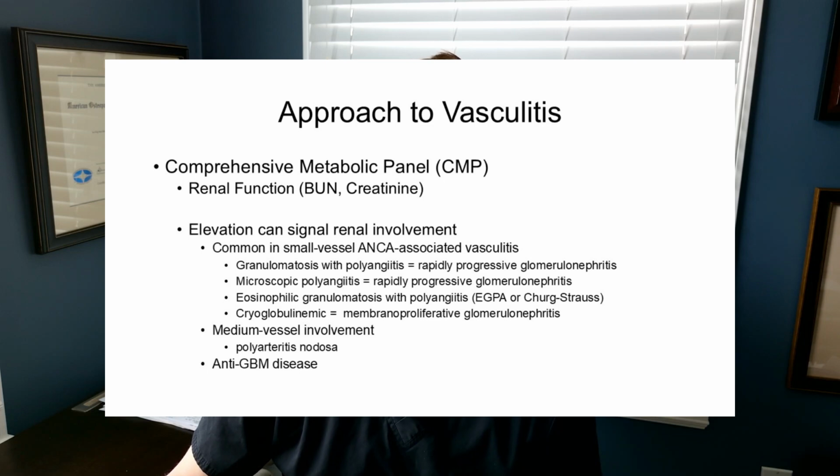Looking at a complete metabolic panel, starting with the patient's renal function, obviously if their BUN and creatinine are elevated, generally in a less than 20-to-1 ratio, this would indicate a renal involvement. This would be common in small vessel disease or ANCA-related diseases, so granulomatosis with polyangiitis, microscopic polyangiitis, eosinophilic granulomatosis, and cryoglobulinemic vasculitis presents with membranoproliferative glomerulonephritis. Medium vessel involvement can also point to things like polyarteritis nodosa, which would have an increase in your BUN and creatinine, and thus a decrease in your renal function, and then anti-GBM diseases.